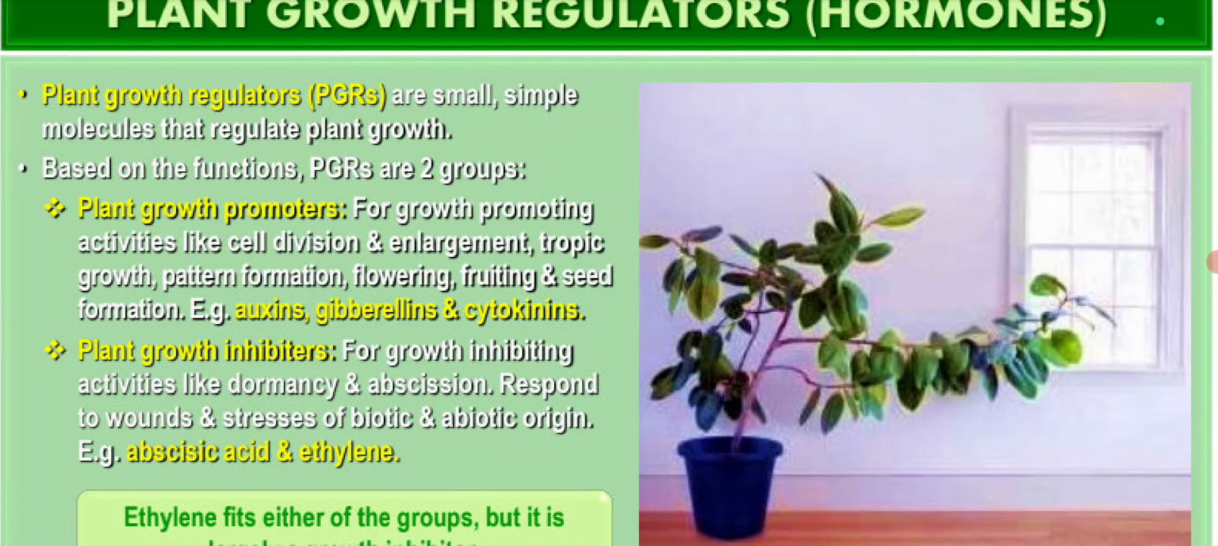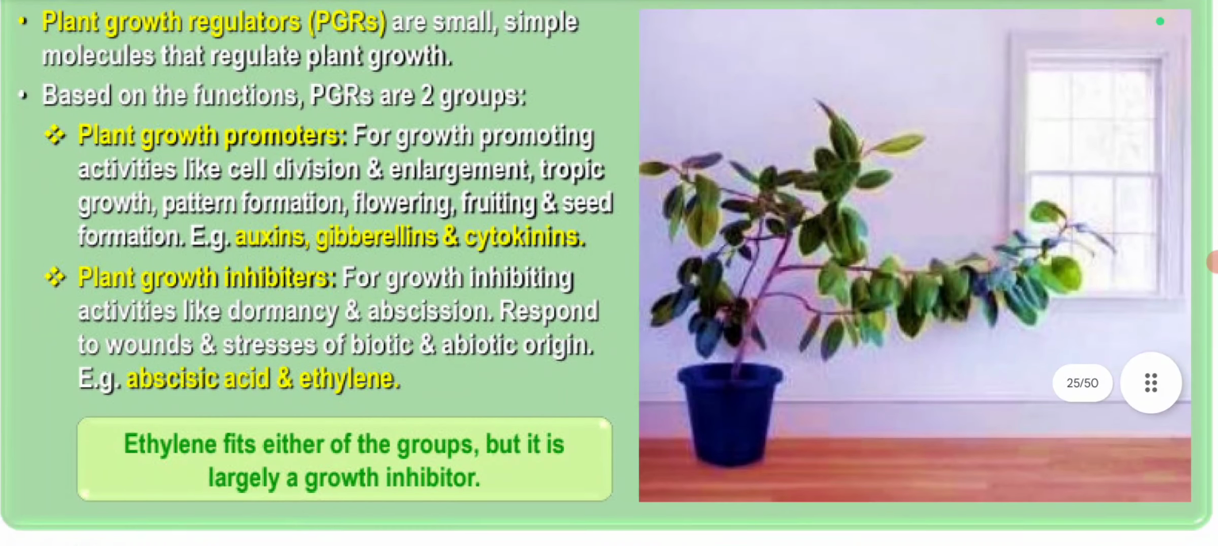Plant growth inhibitors are for growth inhibiting activity. Inhibit means to stop. They act in growth inhibiting activities like dormancy. Dormancy in plants refers to a state of temporary metabolic inactivity or minimal activity characterized by a reduction in growth and development. And abscission. Abscission in plants refers to the natural process of separation or shedding of a plant part such as a leaf, flower or fruit from the plant body. So plant growth inhibitors act in dormancy and abscission, and respond to wounds and stress of biotic and abiotic origin. Example, abscisic acid and ethylene.